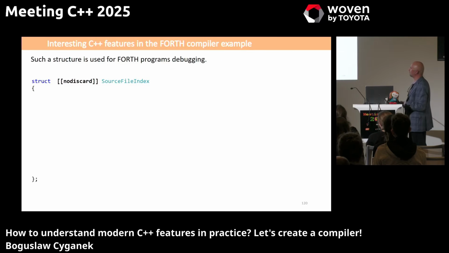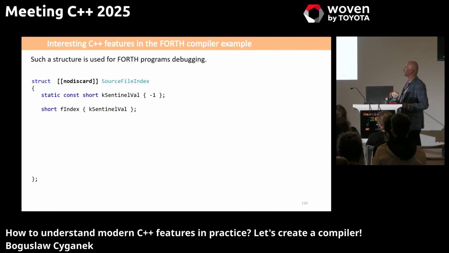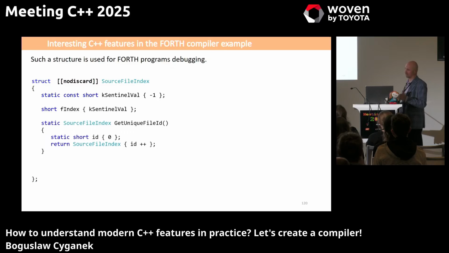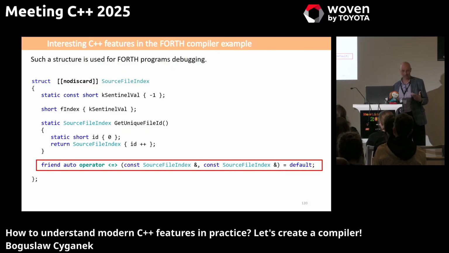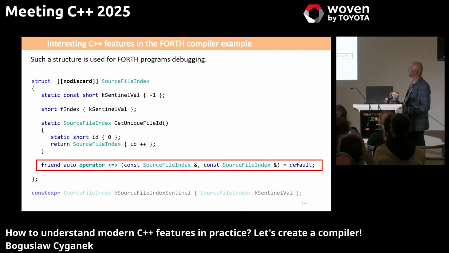For the source file index for debugging, there is such a structure in this Forth project. It's not that important what it does. It is just an index to the map of file names, because each token must know in debugging what source file it comes from. But this is an interesting thing. If I need to put such a structure, such an object, into the map, I need to implement some ordering, and this is enough to do some simple ordering. This is really a cool thing in modern C++.